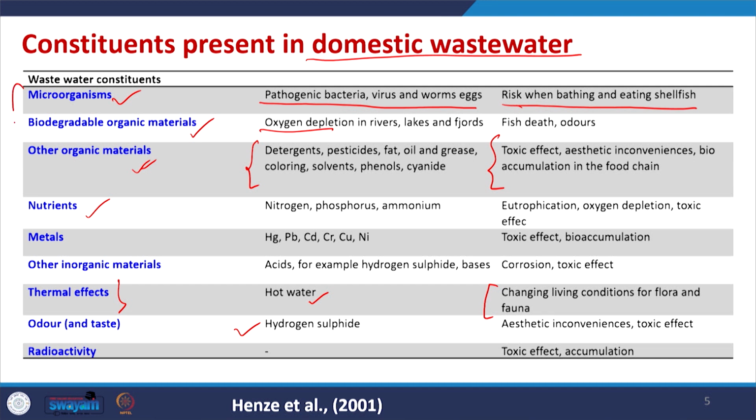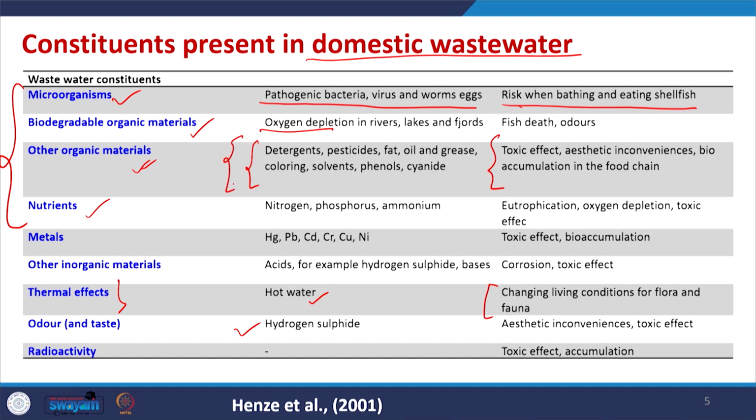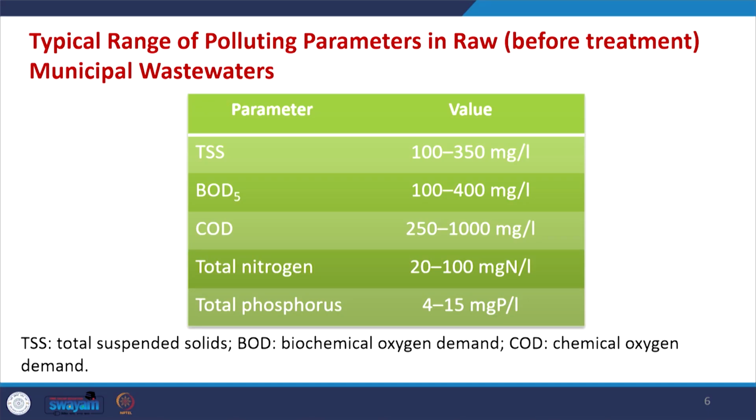But the first 4 conditions are always possible in any domestic wastewater treatment plant wastewater, and we have to treat this domestic wastewater further in the biological treatment process. So, the biological treatment process will generally be designed to remove all these materials, but the other organic materials may get removed or not depending upon their presence and their quantity, how much of these things are present inside the water. Now, the typical range of polluting parameters in the raw municipal wastewater is given here.